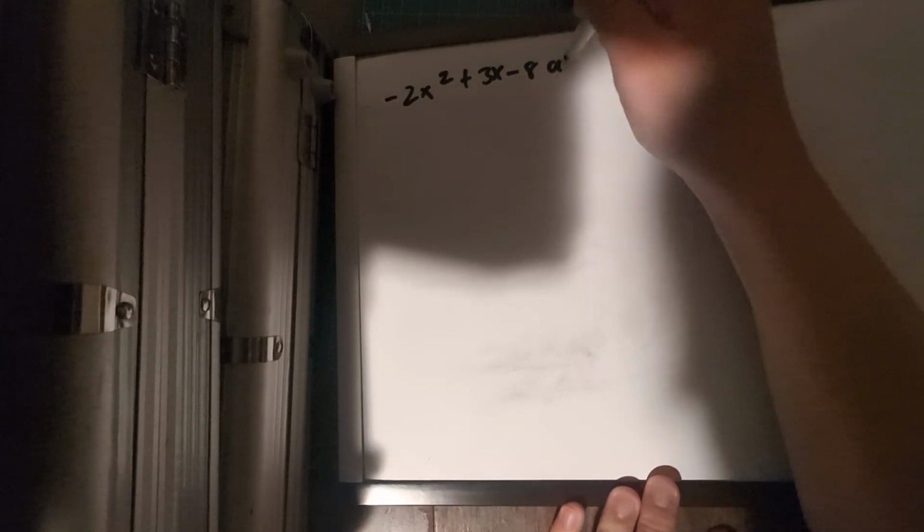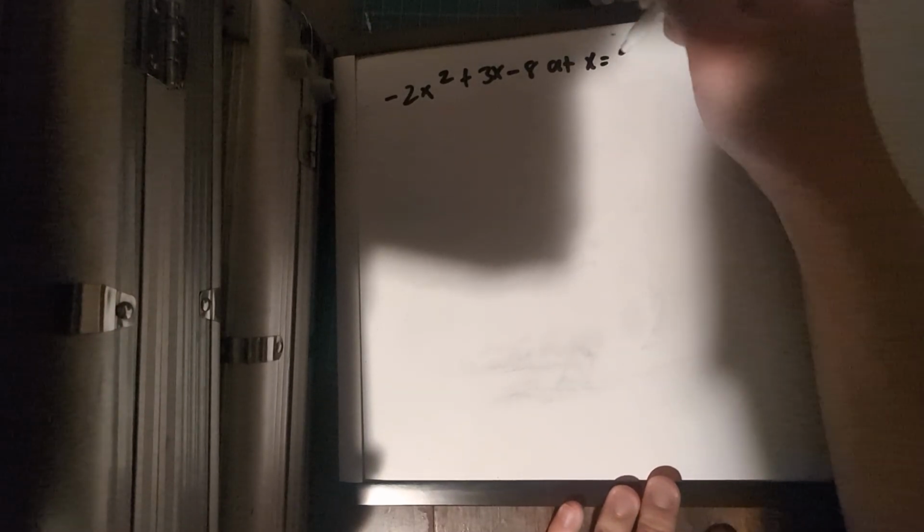Alrighty, back on some college algebra here for you, Yi. Back on exam 1 still. We're doing page number 3, number 2, A, B, and C. So, let's start with A. Negative 2x squared plus 3x minus 8 at x equals negative 2.